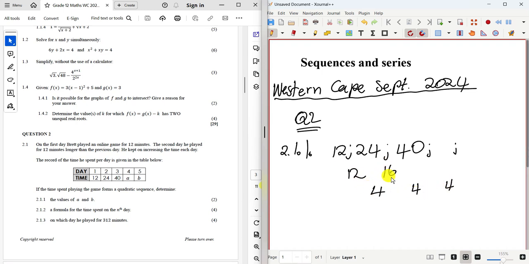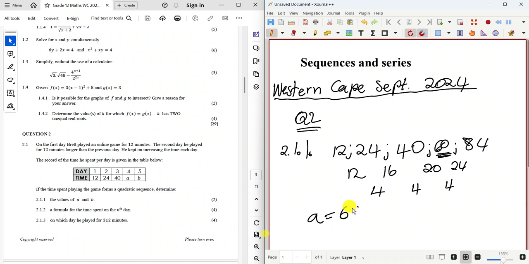12 plus 4 is 16. 16 plus 4 is 20. 20 plus 4 is 24. 12 plus 12 is 24. 24 plus 16 is 40. 40 plus 20 is 60. Now, 60 plus 24 is 84. Remember, they gave us until 40. So it means A is 60 and then B is 84. Perfect.